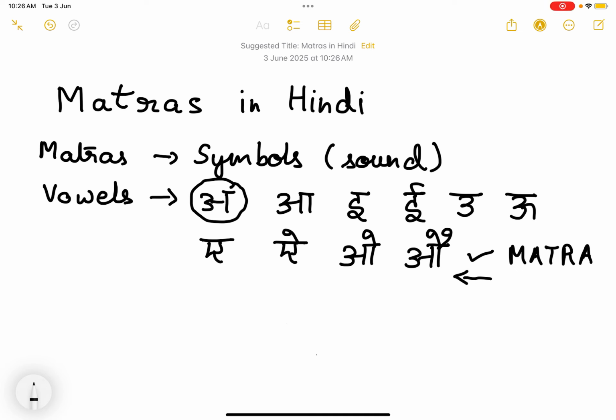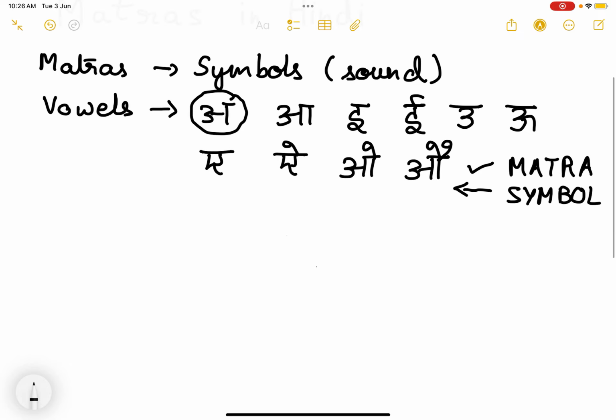Okay, now if we have all these vowels having a particular sound, why do we need a matra then? Why do we need a symbol carrying the same sound? Why not just use the letter itself, the vowel itself? So let's understand why we have a symbol. Like I said, let's start with the first vowel, a, closed mouth a sound.